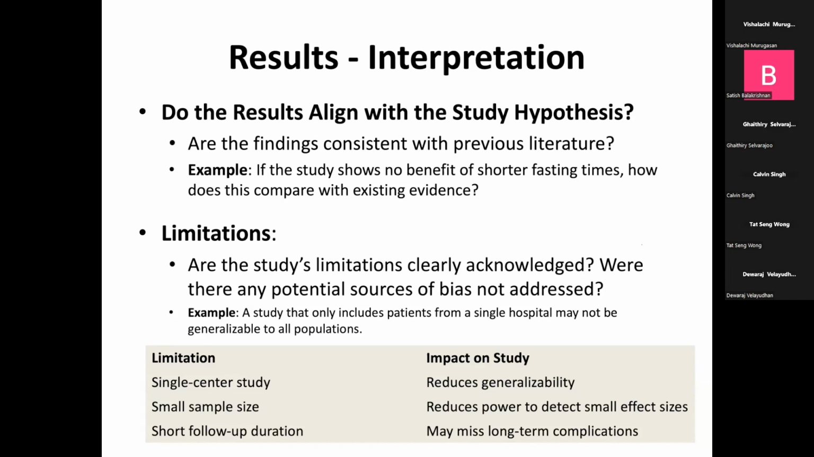So, for example, limitation. A single-center study usually reduces generalizability. A small sample size usually reduces power to detect small effect sizes. And a short follow-up duration may miss long-term complications. So these are the kind of examples of limitations that have impact on the study. And you have to mention this in your critical appraisal, as well as when you do your own papers, you can use these concepts to explain the limitations.